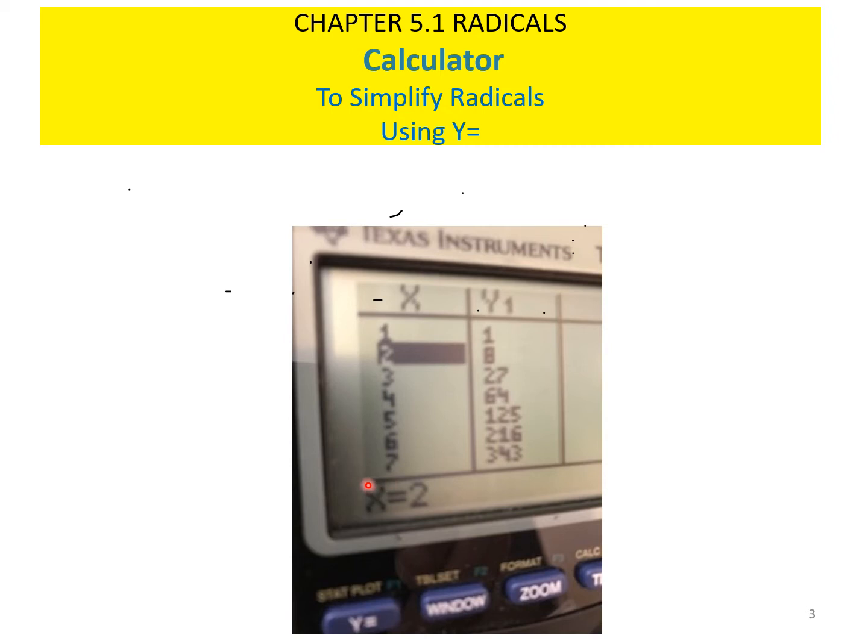Now, let's look at the other way. I'm going to look at the y column. And if I said to you, what is the cube root of 27? You can come here to 27, and you can tell me the cube root is 3. And if I said to you, what's the cube root of 216? You're going to come here and tell me it's 6. All because we said y equals x raised to the third power. We cubed it. You can do this with any index.